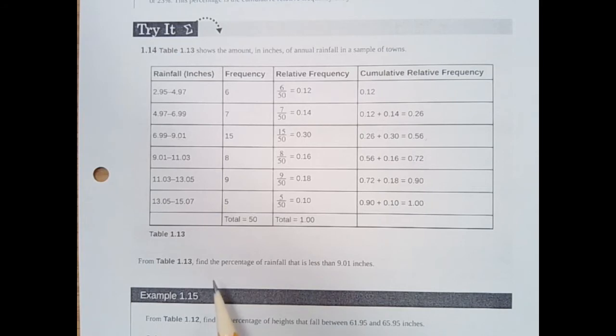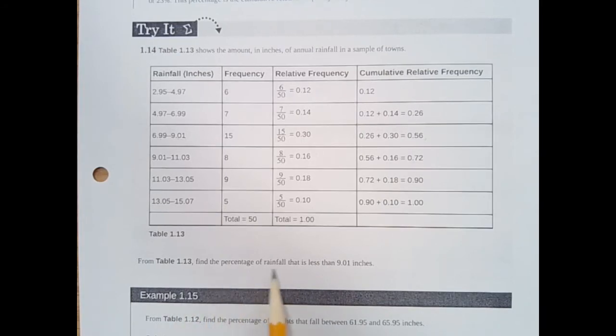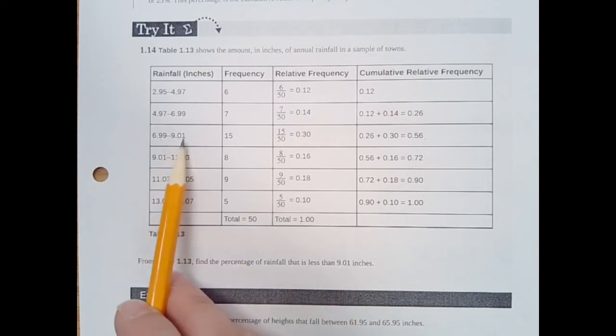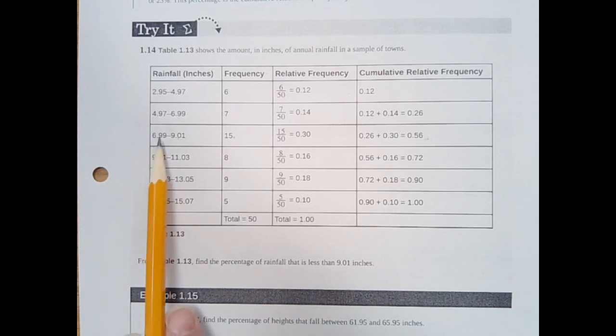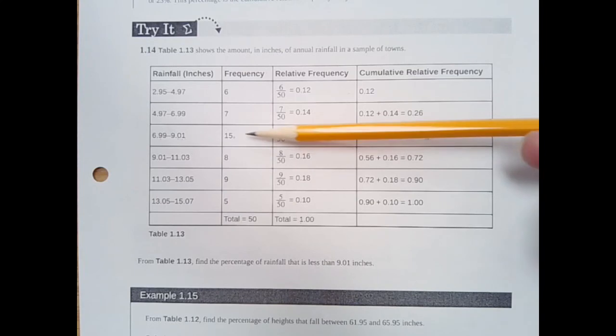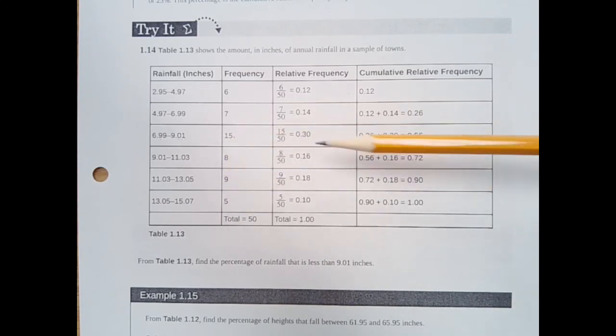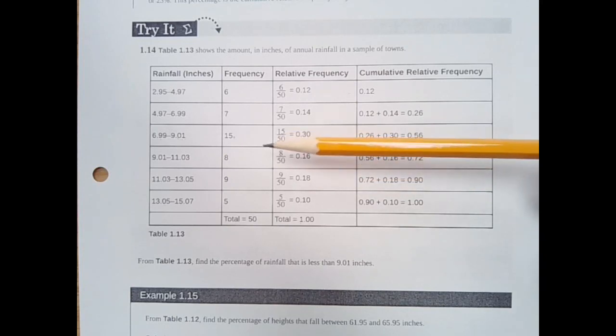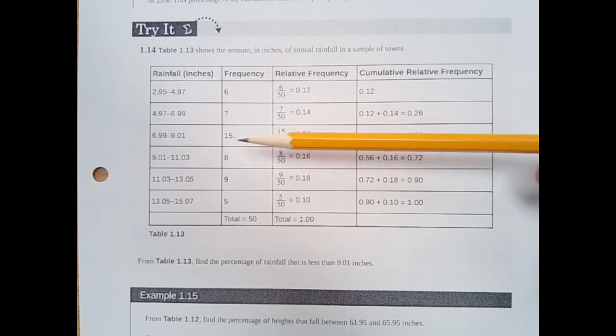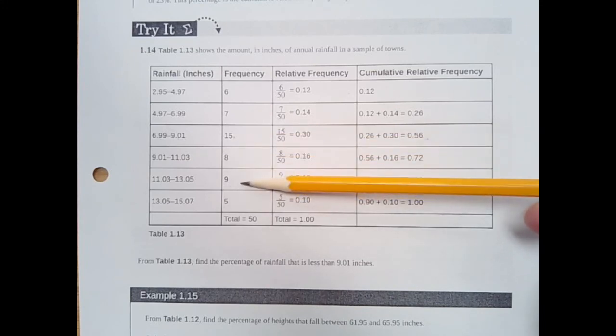If we take a look at the question that it's asked on this one, find the percentage of rainfall that is less than 9.01 inches. That means this is our endpoint here. It's this and everything above. Well, we've already got that calculated here in the cumulative relative frequency because that includes all 3 of these, which is 0.56. We could also look at the percentage of rainfall that is between 0.699 and 13.5 inches. That's these 3 rows. Instead of using my cumulative frequency, this one's going to be faster just to do 0.3 plus 0.16 plus 0.18. That will tell me the percentage of cities or towns that had rainfall between 0.699 inches and 13.05 inches of rainfall.